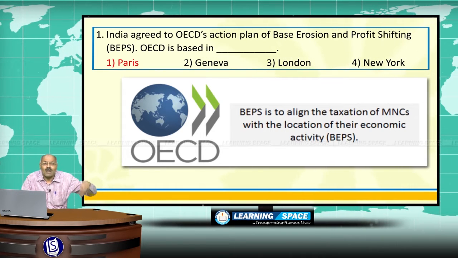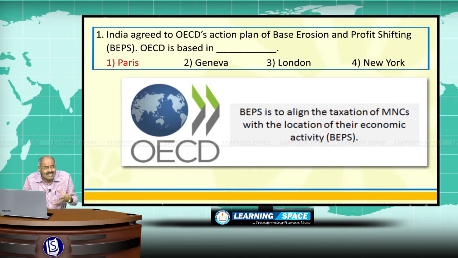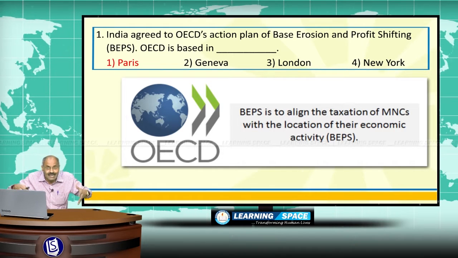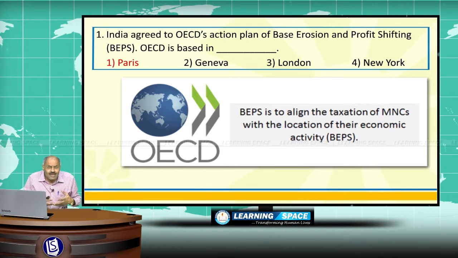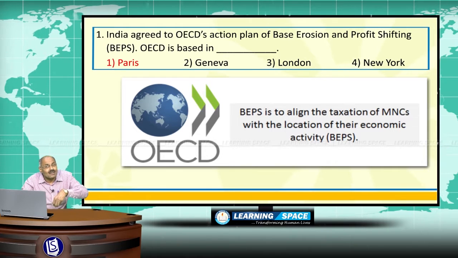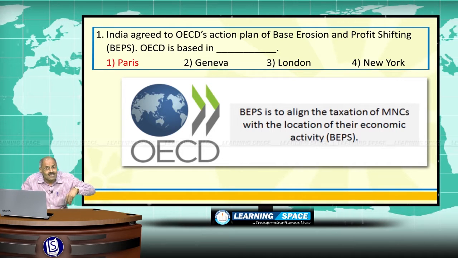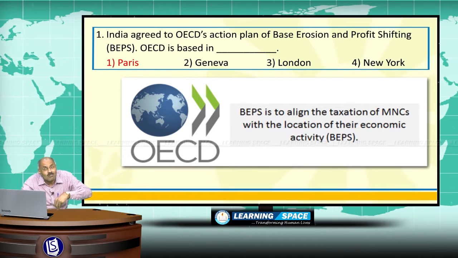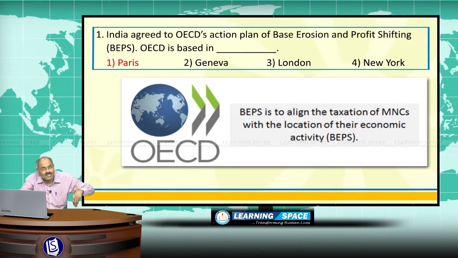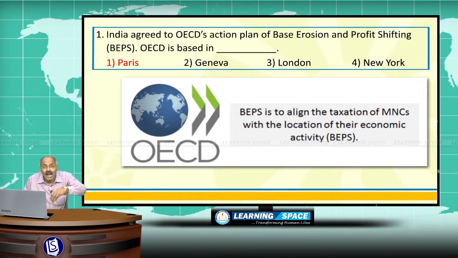What is the meaning? The multinational companies will earn most of the income from countries like India, and ultimately they will shift this income to some low tax countries, and big countries are losing this revenue. That means they will not pay tax here and they will pay tax in some low taxation countries. That is base erosion and profit shifting, and nowadays governments are serious about this.